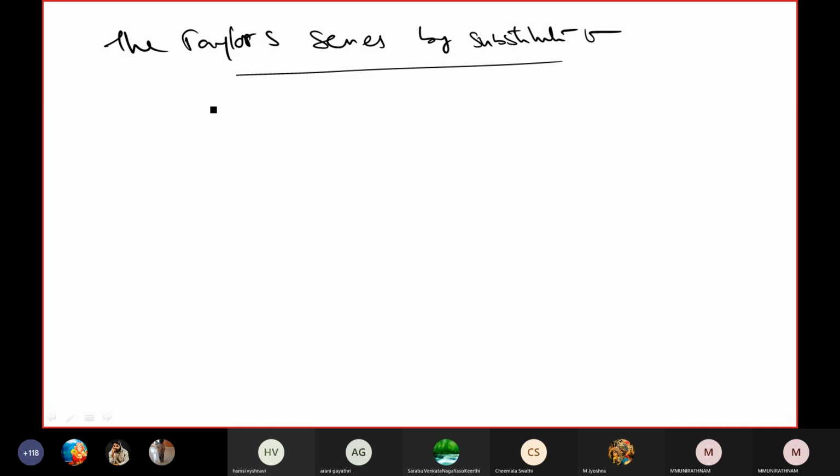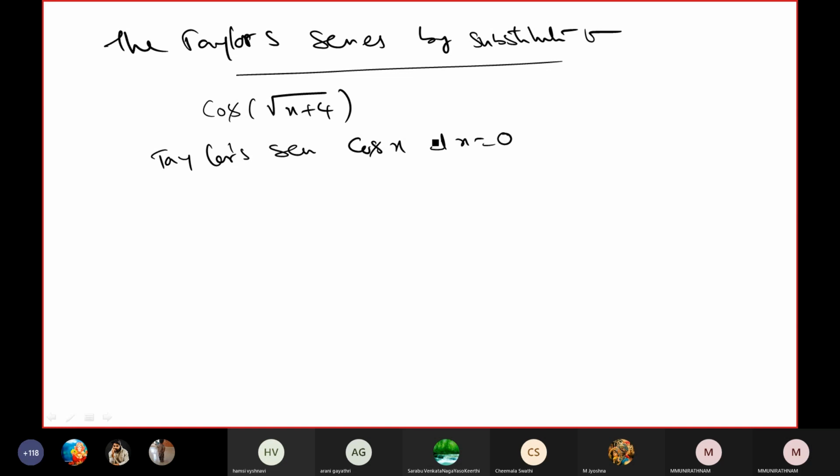Suppose we want the Taylor series of cos of root of x plus 4. Cos of root of x plus 4, suppose we want. What do we do? So what I do is find the Taylor series of cos x at x equal to 0. Then in place of x, I substitute root of x plus 4. Okay?